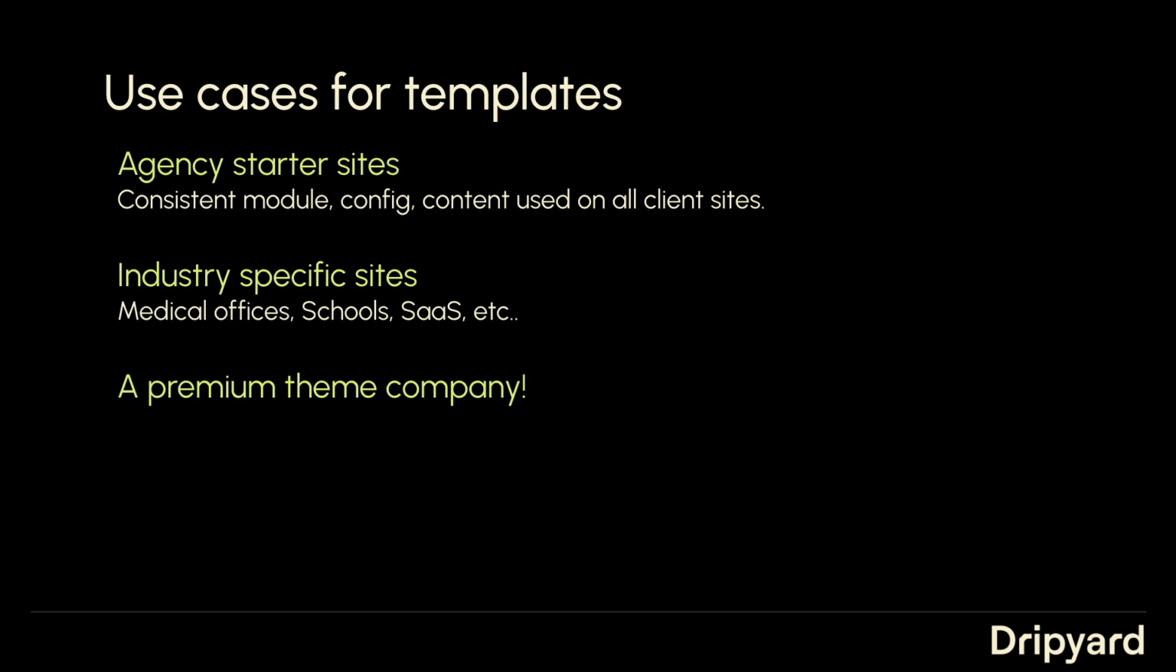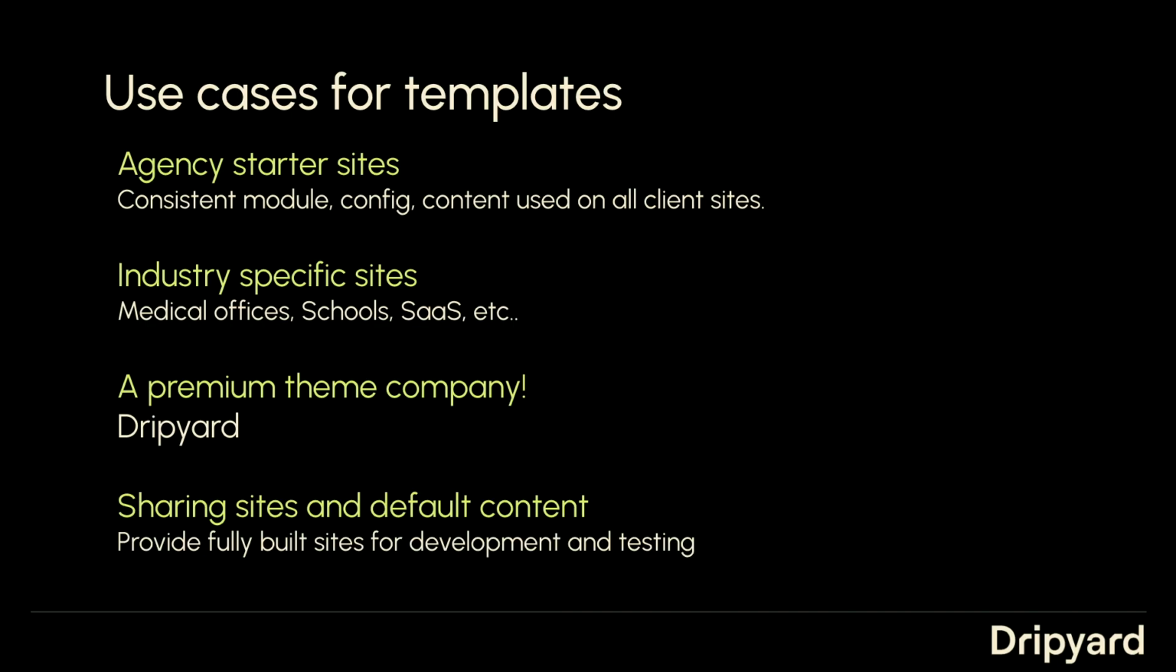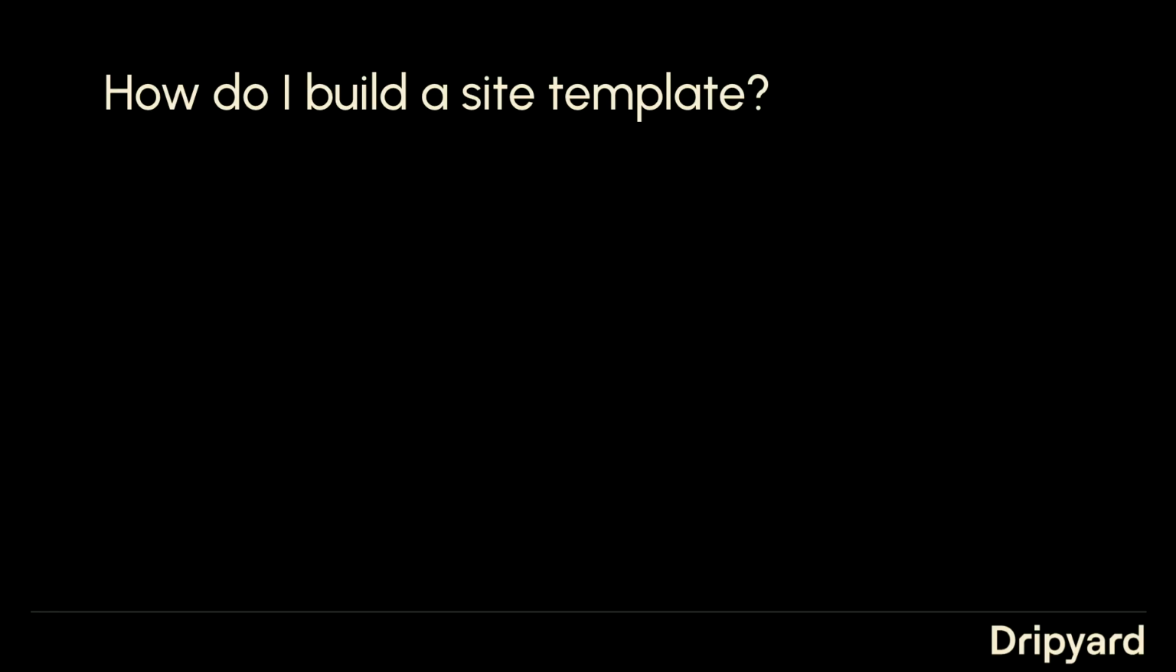A premium theme company is a good use case for a site template. That's what we're doing. And then also something that I don't think many people think of, but sharing content between developers is a good way. You could do a site template, but I've also done this with Mike before, where I've built a bunch of entities, uploaded a bunch of files, configured it, and then used it for default content. And then I need to share it with him, but he has his own installation. So I just ship him a recipe with all that default content and config. He installs it and he has it on his laptop too. So just another use case.